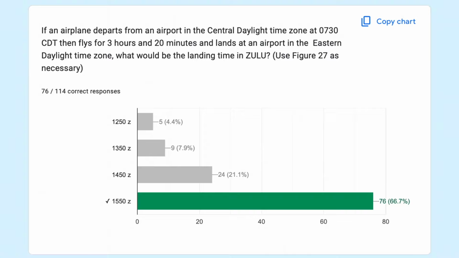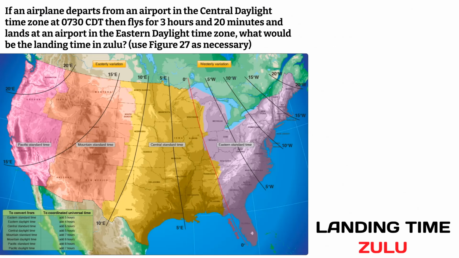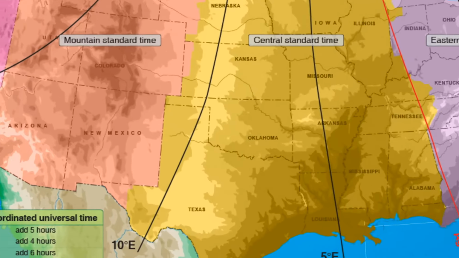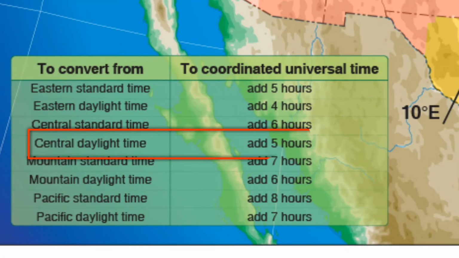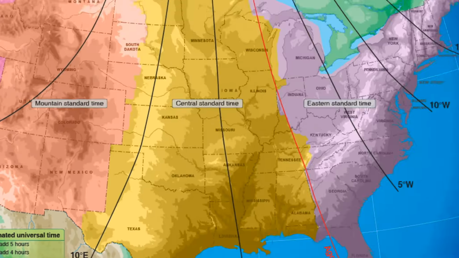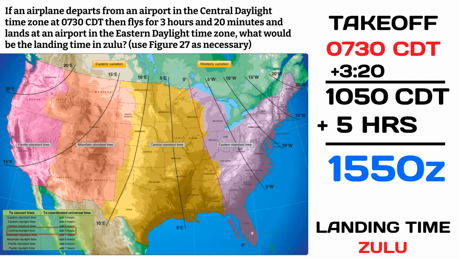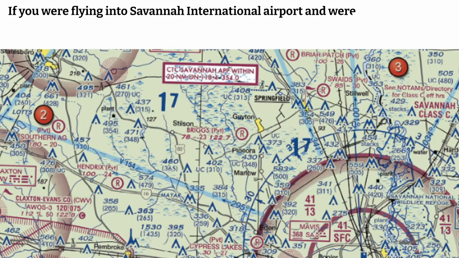Once again, they ask you to find your landing time in Zulu, so I really don't care that I landed in the Eastern Daylight Time Zone. I'll just start with what I know. I know that I took off at 0730 and flew for 3 hours and 20 minutes. So that means I landed at 10:50 in the time zone I took off from. Let's see, that was Central Daylight. So all I have to do is pull out my chart on figure 27. And for Central Daylight, I just need to add 5 hours to get over to Coordinated Universal Time or Zulu. So I'll add 5 hours to 1050. So our land time in Zulu is 1550 Zulu. Too easy.